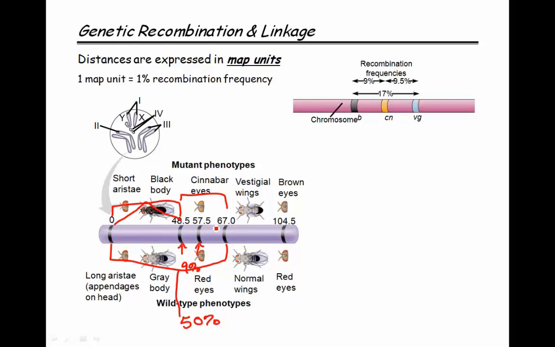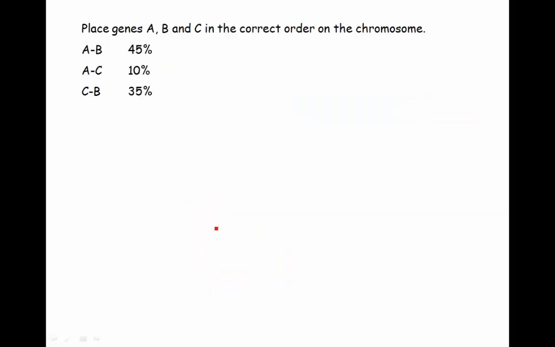The best way to really learn how to come up with these linkage maps is to go through a number of examples. I've got a number of examples to go through here, and then you've got some other ones in your practice questions on Angel. So if we look at the first one, we've got 3 genes, A, B, and C, and we want to place these genes in the correct order on the chromosome. So I have provided you with the recombination frequencies. We're assuming that you've done the necessary crosses to come up with this information.